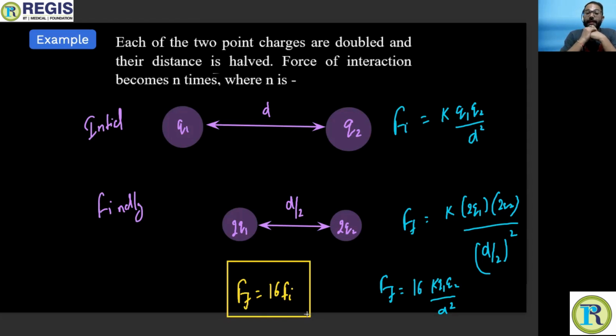Okay, so the value of n is how much? 16. So basically it's an integer type question. So the answer of this n is 16. You can note down. Any doubt, any confusion so far? Clear? Now let's move forward.